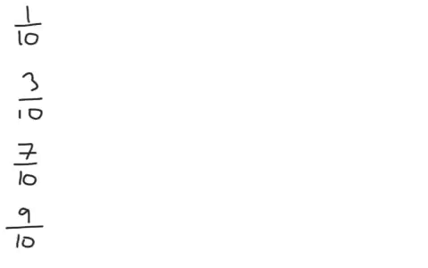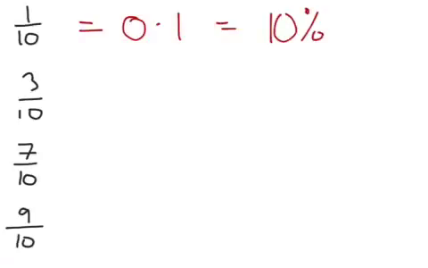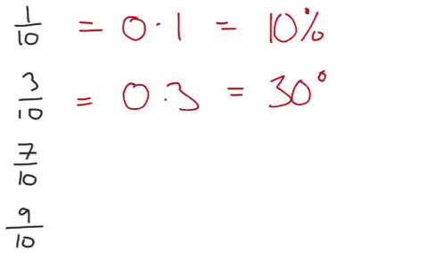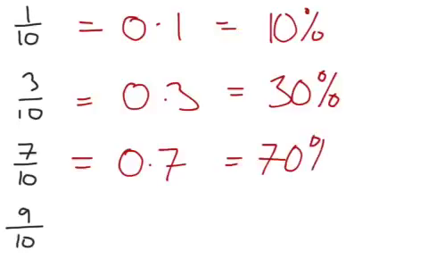And the last one, nice and easy ones, tenths. 1/10 is 0.1, which is 10%. 2/10 is 1/5, so we've already covered that. 3/10 is 0.3, which is 30%. 4/10 is 2/5, so we've covered that. 5/10 is a half, so we've covered that. 6/10 is 3/5, so we've covered that. 7/10, 0.7, which is 70%. And finally, 9/10 is 0.9, which is 90%.